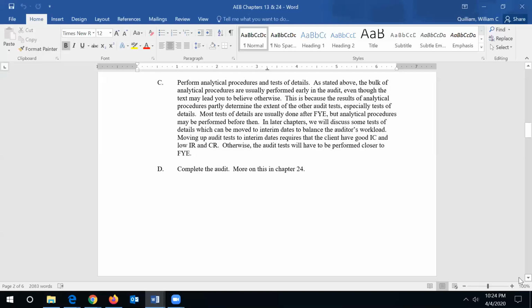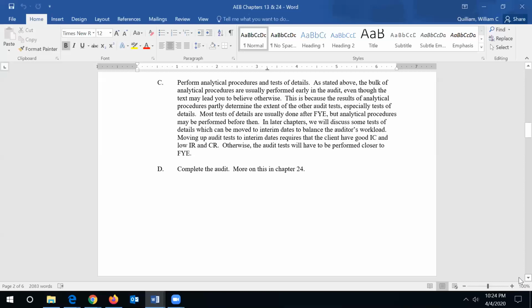Again, if tests of details, such as confirmations of accounts receivable, check out as of 10/31, they should still be okay as of 12/31. And moving up audit tests to interim dates, by the way, requires the client to have good internal control and low inherent risk and control risk. So it has to be a good client. Otherwise, the audit test will have to be performed closer to fiscal year end.